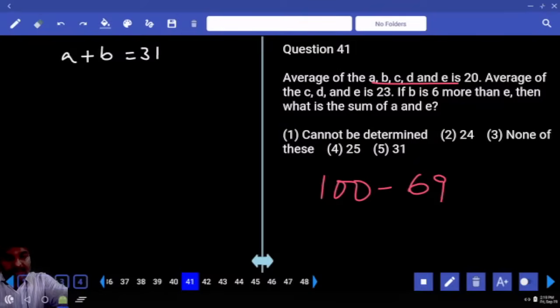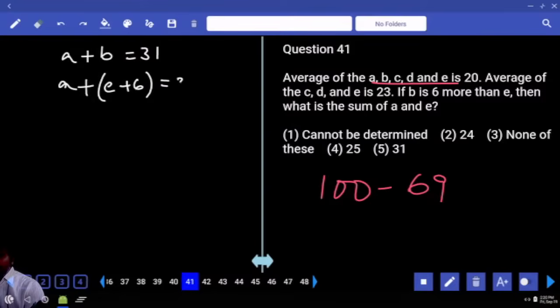Then, what is the sum of A and E? If B is 6 more than E, in place of B, I will write E plus 6. Do you have any problem? 6 goes to the other side. Minus 6, 31 minus 6, 25. A plus E, 25.